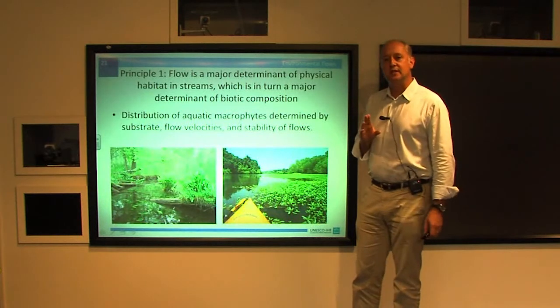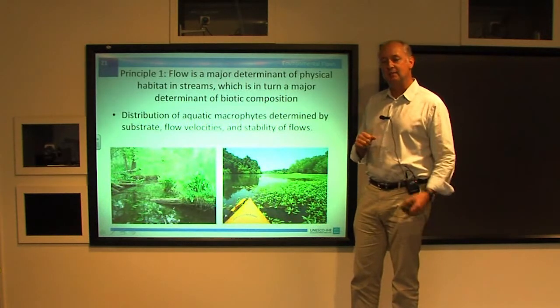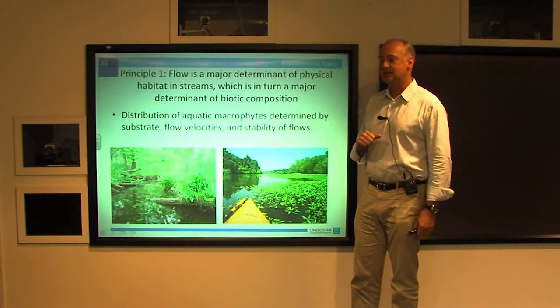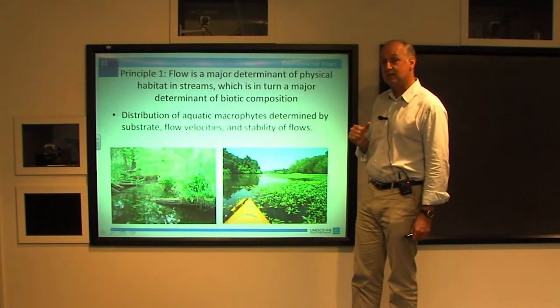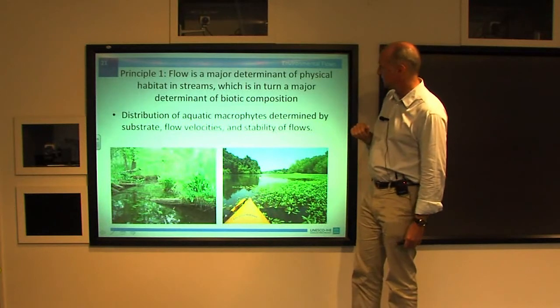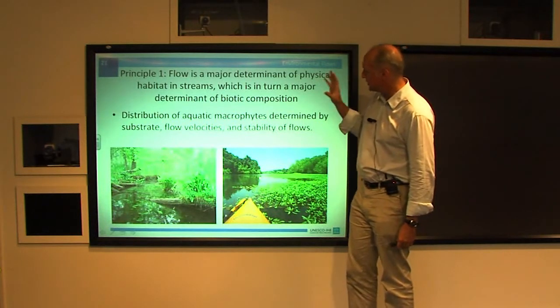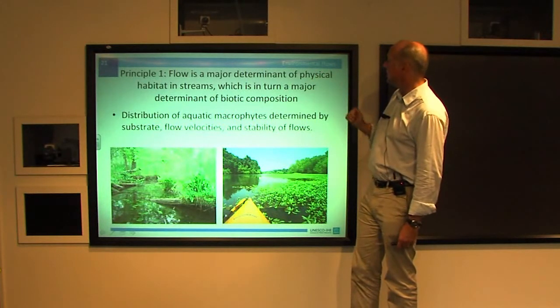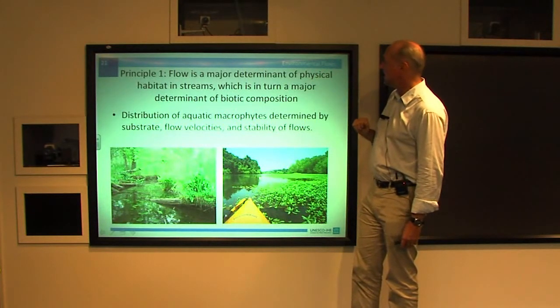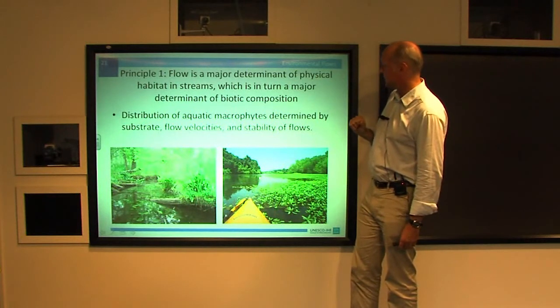Now let's step through each of these principles and just show you a couple of examples so you can really visualize this and think about it in the context of the river systems that you're focusing on in this course. So Principle 1, and that principle is that flow is a major determinant of physical habitat in streams, which is in turn a major determinant of biotic composition.